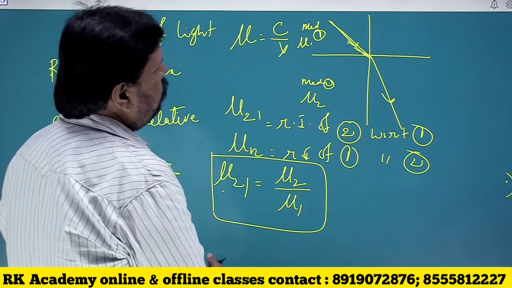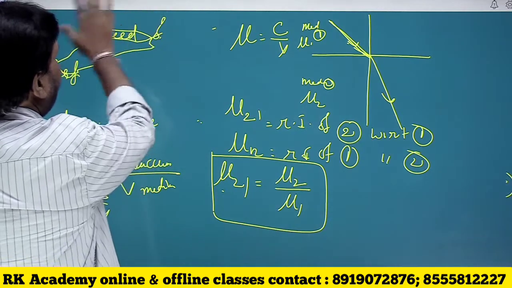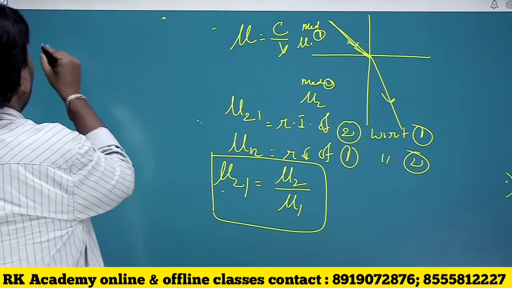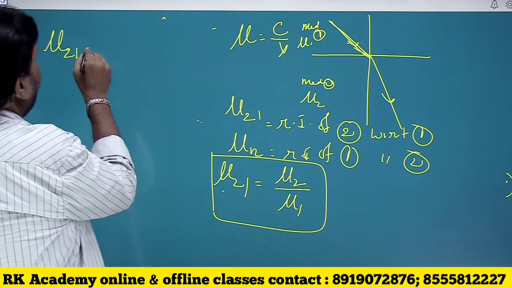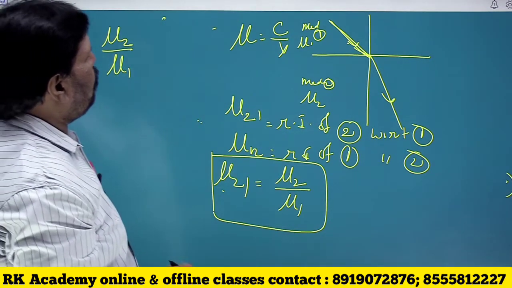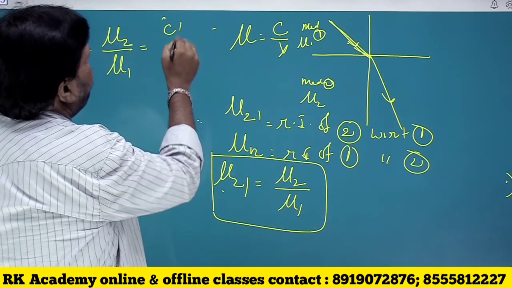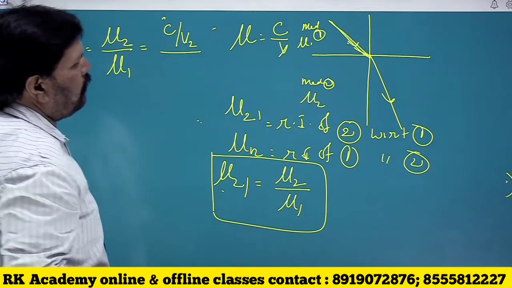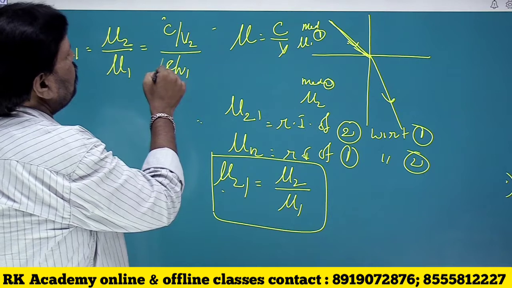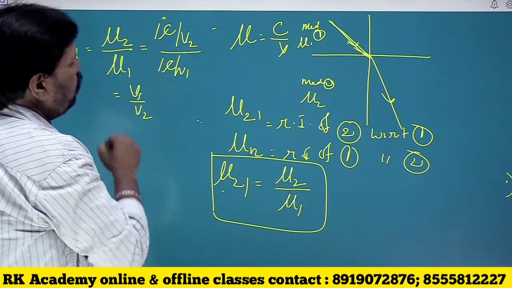So now let's get to know about this refractive index, especially relative refractive index. See, as you have written, the refractive index of the second medium is equal to the refractive index of the second medium by the refractive index of the first medium. For the refractive index of the second medium, you can write the formula C by V2. Now we only learnt this. And this is C by V1. C cancels, so it can be written as V1 by V2.